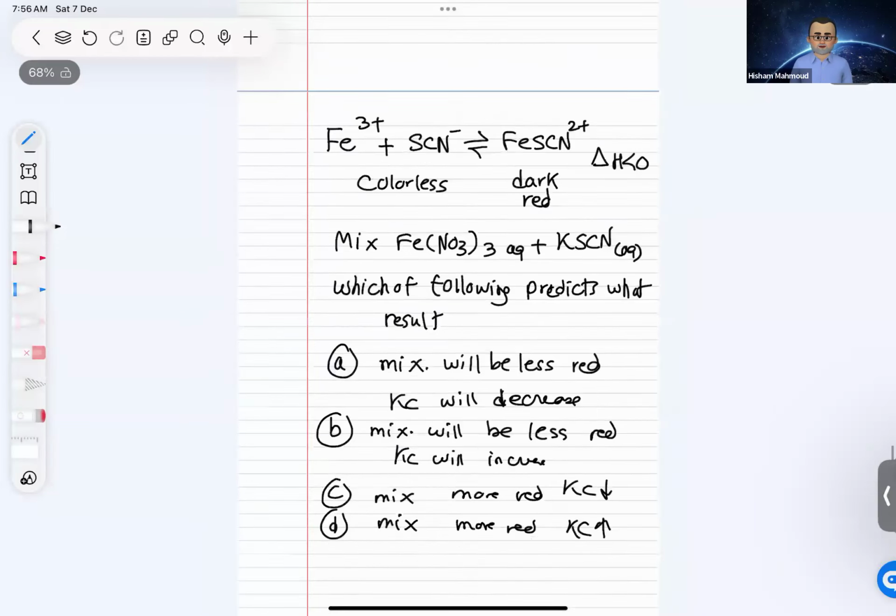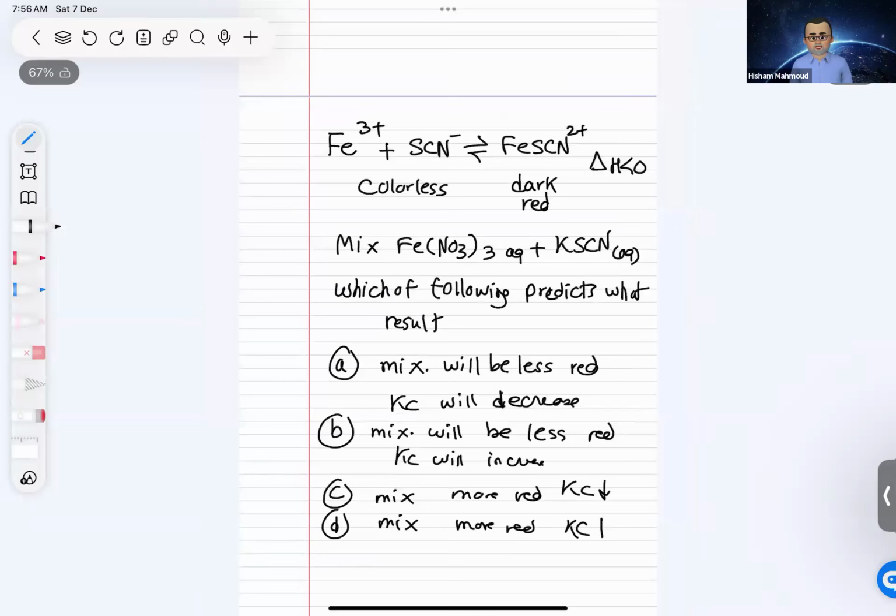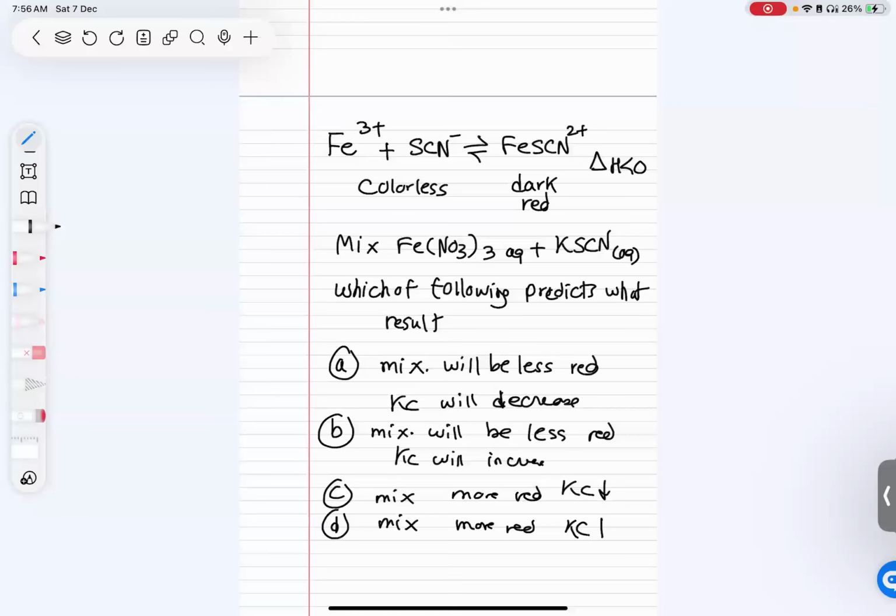Okay. So let's see what happens here. When you add KSCN and iron nitrate to this solution, where do you expect it to go? To the right more, to the left more? To the right. I added iron nitrate and KSCN.